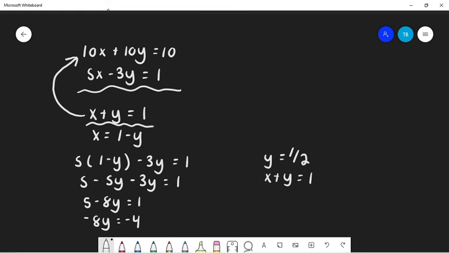And then we will substitute 1/2 for y. So I'll write that down here. x plus 1/2 equals 1. And then to solve for x, we just subtract 1/2 on both sides. So x, as it turns out, is also equal to 1/2. So the solution to this system would be x equals 1/2 and y equals 1/2.